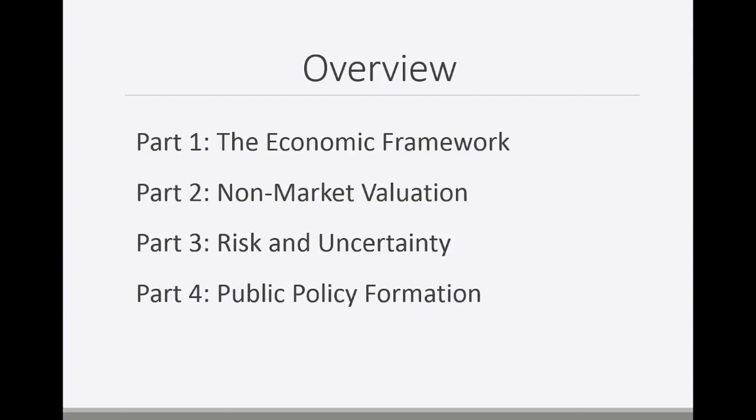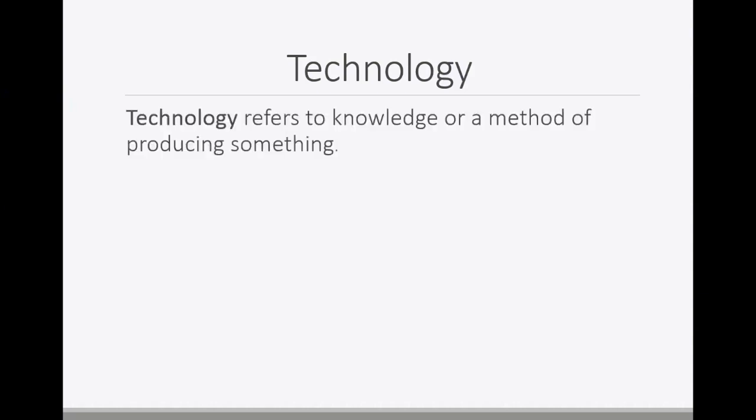Before we dive in, I want to take a minute to talk about what we mean when we say technology. When economists say technology, we are not referring to a physical object like a computer or a phone. Technology broadly means the knowledge of how to do something or a method of doing something. In order to be adopted, new technology must have some advantage over the existing methods of production.